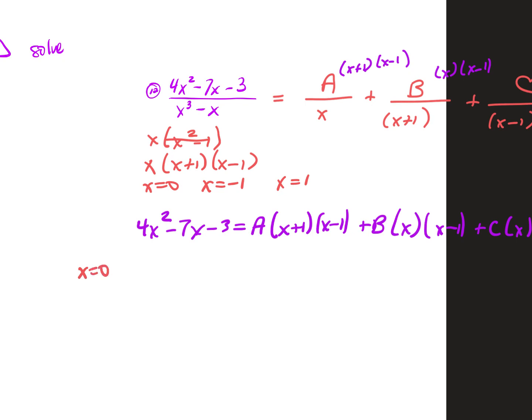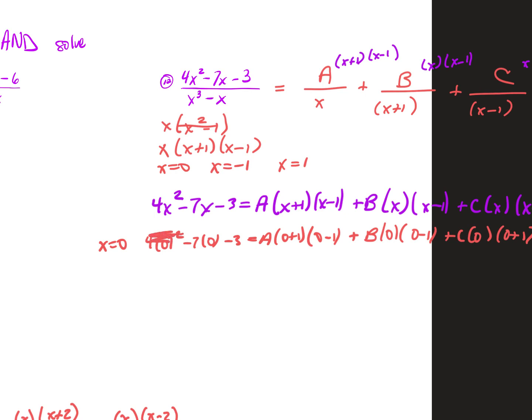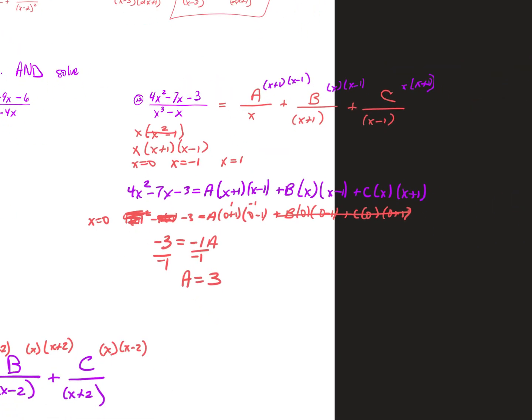First with x equals 0, I have 4 times 0 squared minus 7 times 0 minus 3 equals A times 0 plus 1, 0 minus 1, plus B times 0 minus 1, plus C times 0 plus 1. So 0 squared is 0 times 4 is 0, negative 7 times 0 is 0, negative 3 equals, I have a positive 1 here and a negative 1, so that gives me negative 1A. Divide both sides by negative 1 because the rest of this will all cancel out, and I get A equals 3.